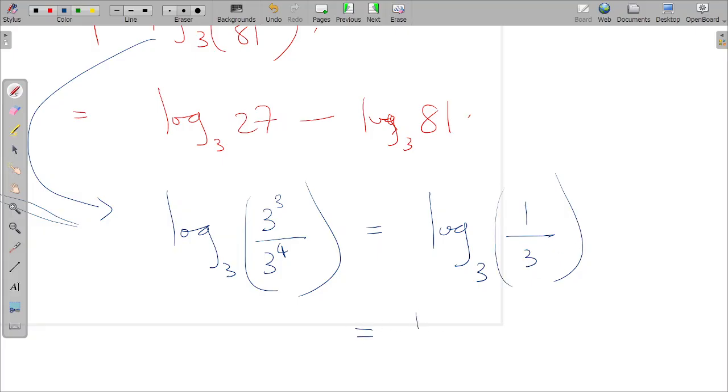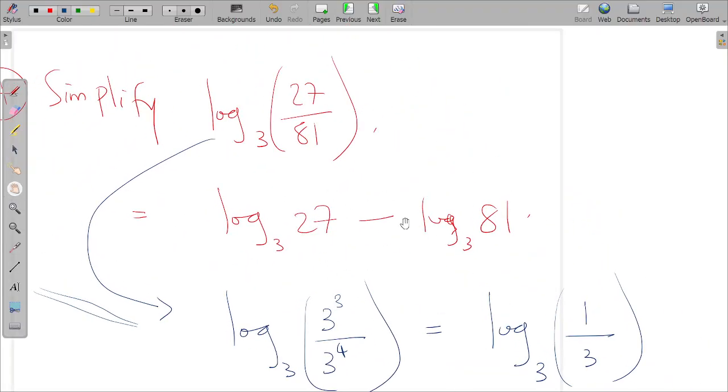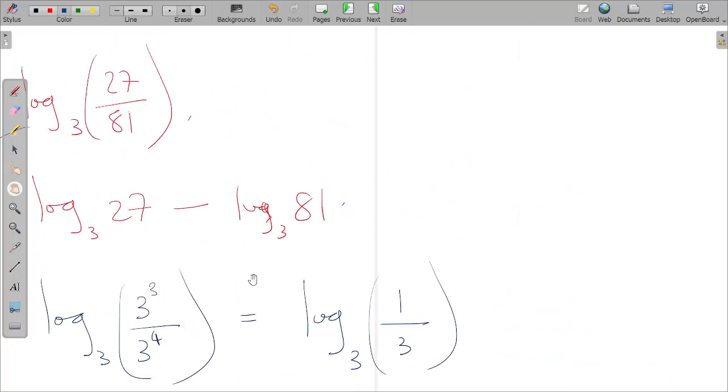So now we have log of 3 to the minus 1, which I can bring the minus 1 down. Then I have minus log 3, and of course you know the answer already. That will become minus 1. If you go the other way, you are still going to get the same answer.